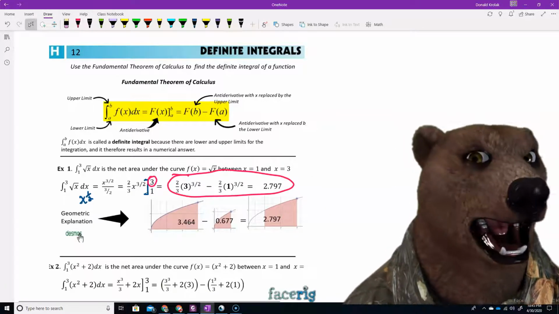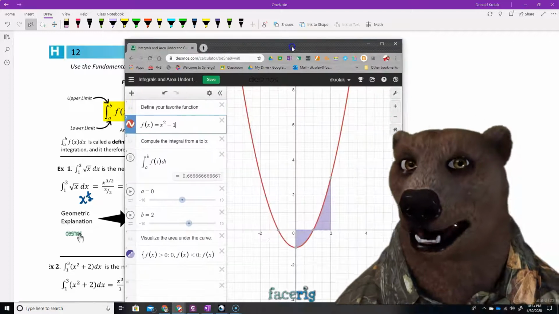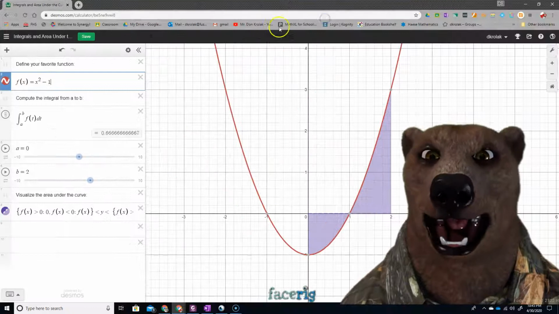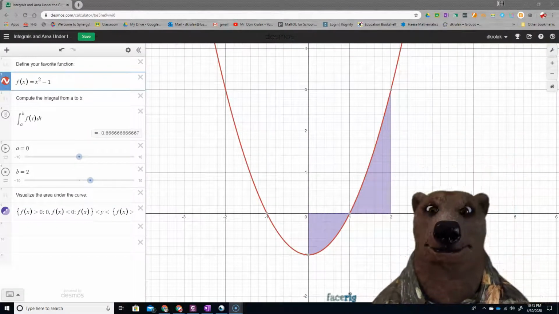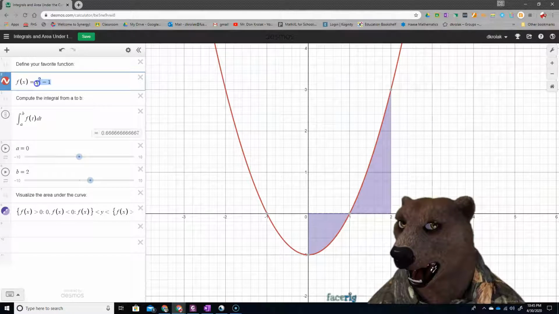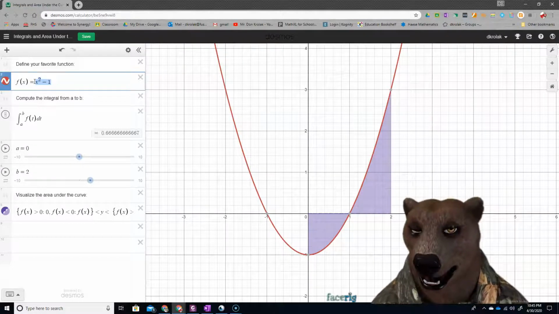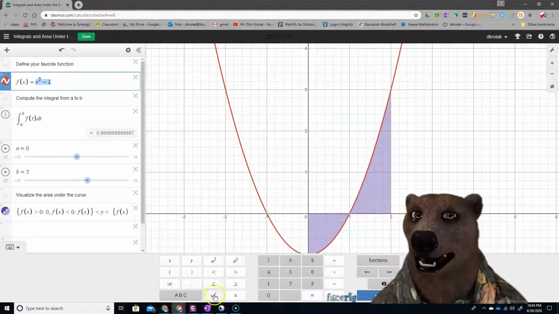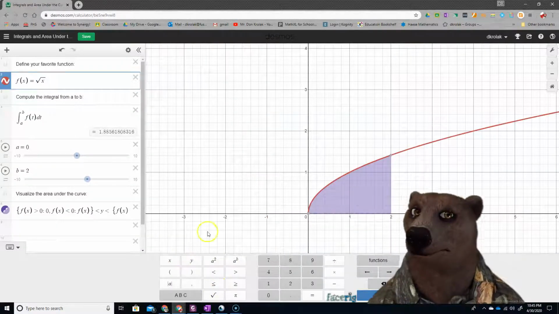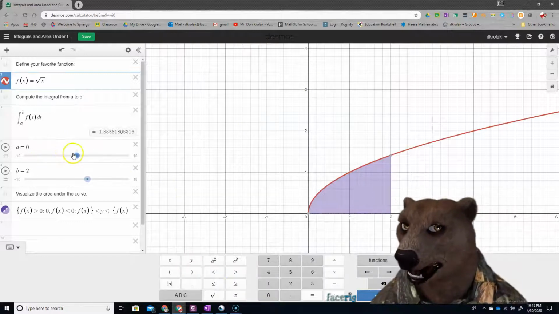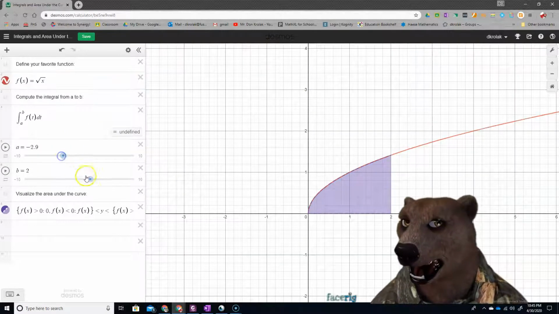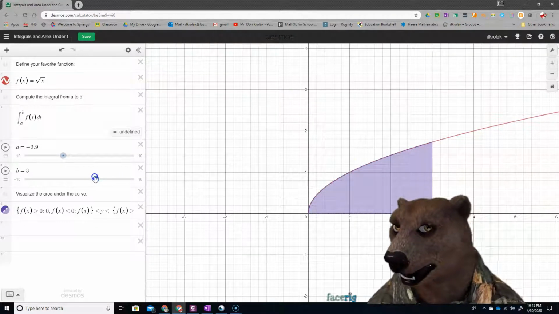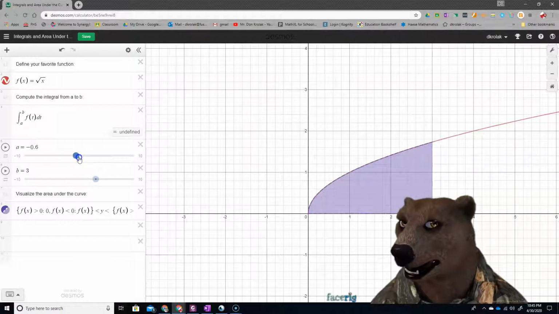Now, I put a link on Google Classroom that you can use to do the very same thing. I'll just show you how to use it here real quick. You can just type in whatever the equation is right there. So I'm going to do square root x. And then I use these two sliders as my upper and lower bounds. Our upper bound was 3, lower bound was 1.